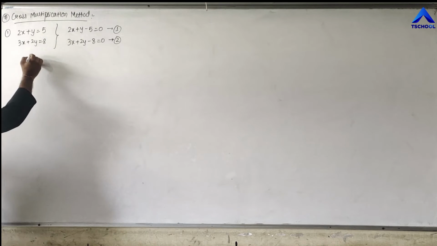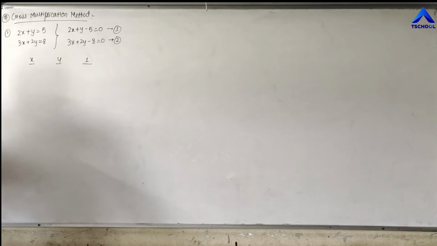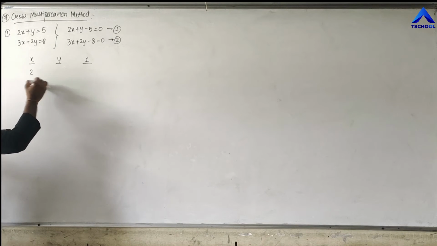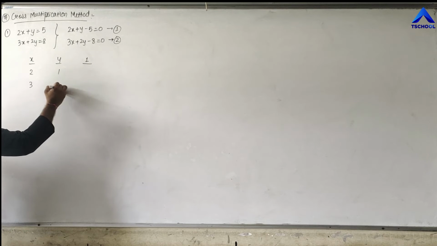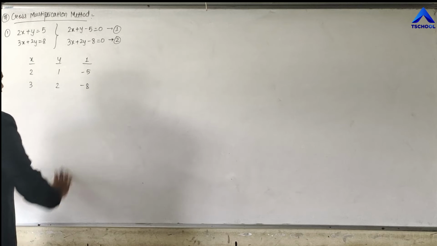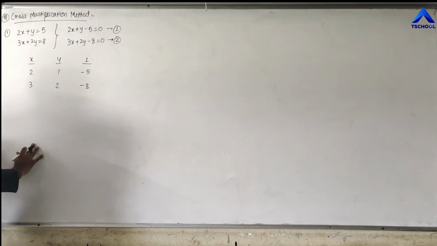Now let us write down the coefficients of x, y and the constant term in a tabular manner. So the coefficients of x here are 2 and 3, y are 1 and 2, and the constant terms are minus 5 and minus 8. Right? Is it clear, friends? So this is the way we have written here. Now we are going to cross multiply.